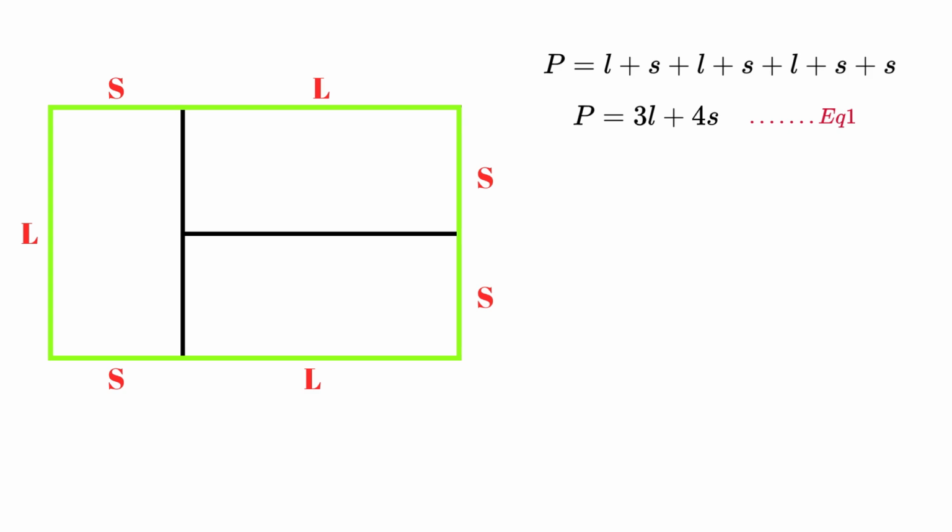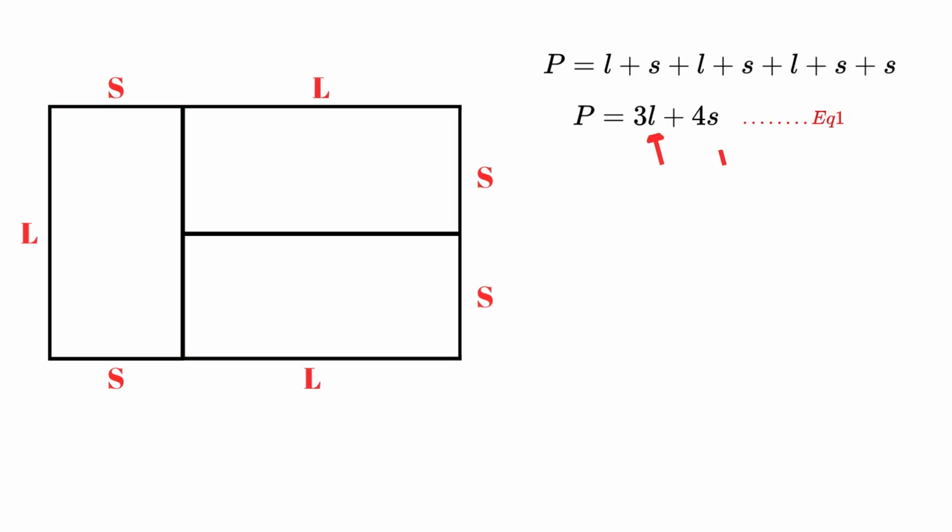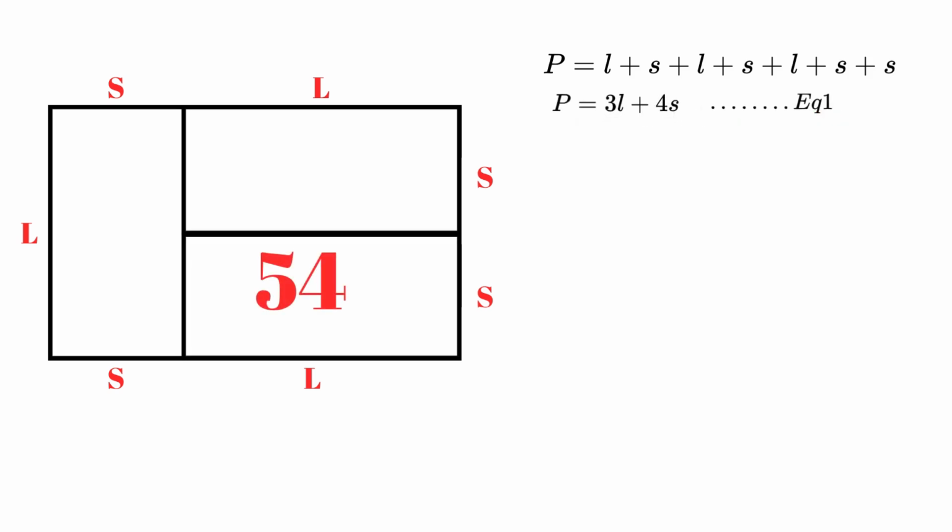But here's the problem. We've got two unknowns, L and S, and right now, we don't know either one. Now, there's one piece of information we haven't used yet, and that is the area of the large rectangle. As we know, the area of a rectangle is the product of its length and width. If we look at our big rectangle, its length is L, and its width is made up of two parts, L plus S. So, its area becomes L times (L plus S) equals 54. Let's call this equation 2.